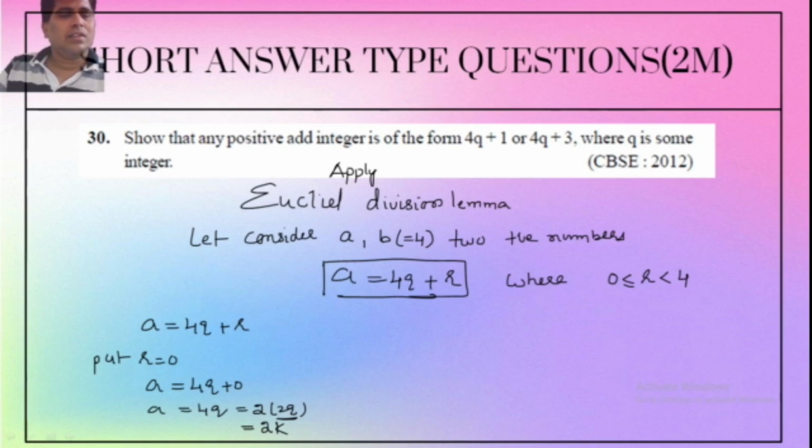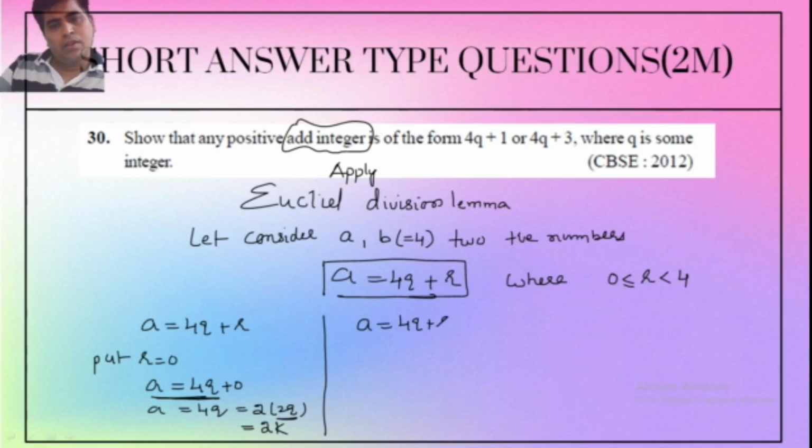So this A, A is equal to 4q, is an even integer. But what I want is an odd integer. So go for an odd integer. So similarly, I can go in this expression, I will put R is equal to 1. Put R is equal to 1.